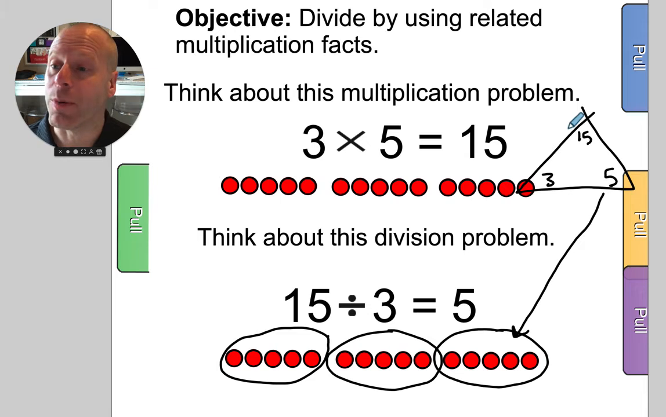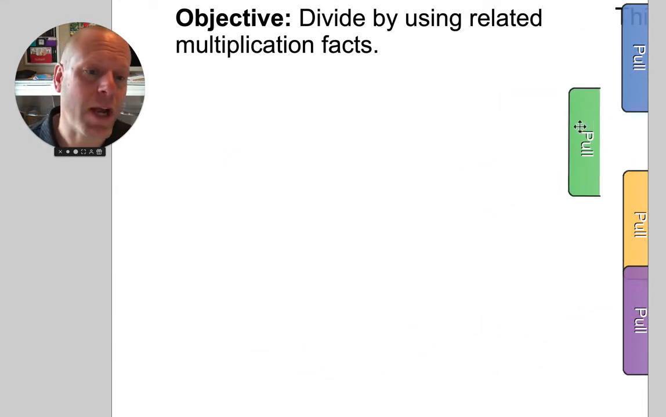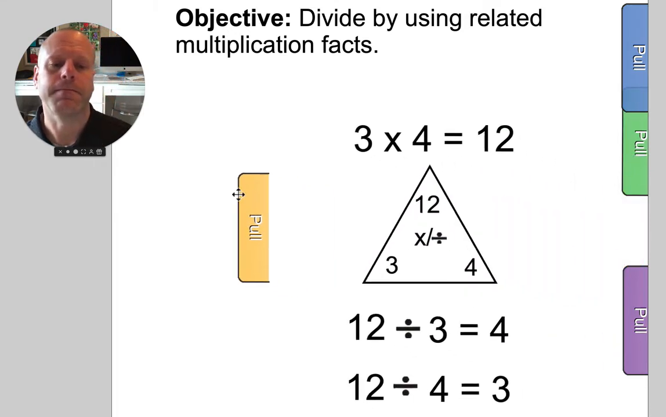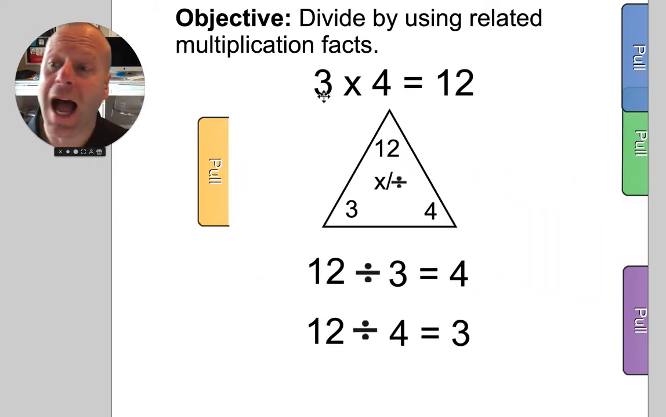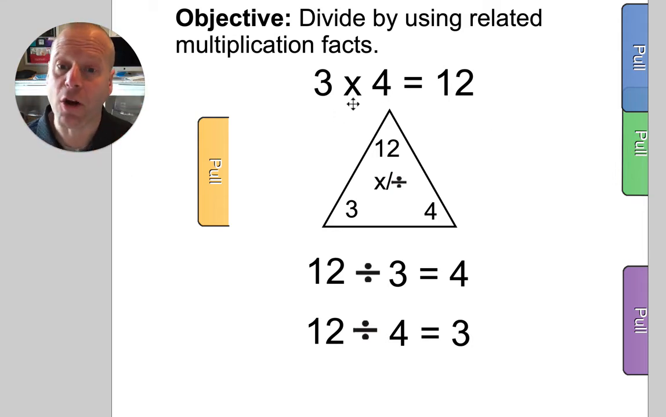These numbers are related, and thereby you can figure out which one is missing and solve the problem without skip counting or without repeated subtraction. Here's another one. I know that 3 4s are 12. 3, 6, 9, 12. And I know 4 3s are 12, right?